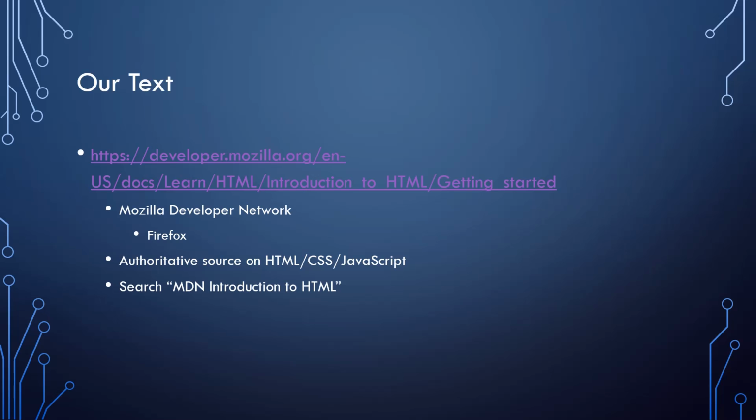So our textbook is from the Mozilla Developer Network explicitly. You can do a search for MDN Introduction to HTML and see essentially the source of my lectures and additional reading. It's the authoritative source on HTML, CSS, and JavaScript, so we'll use it a lot. Front-end developers use MDN as their source material, so it's good to start reading that.